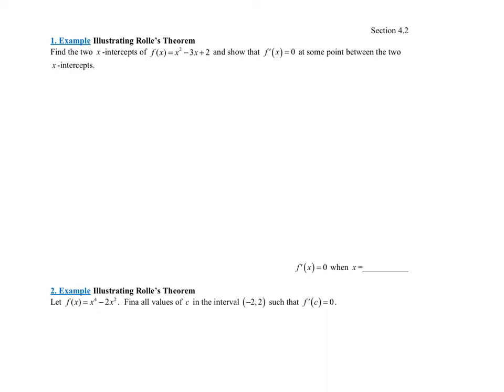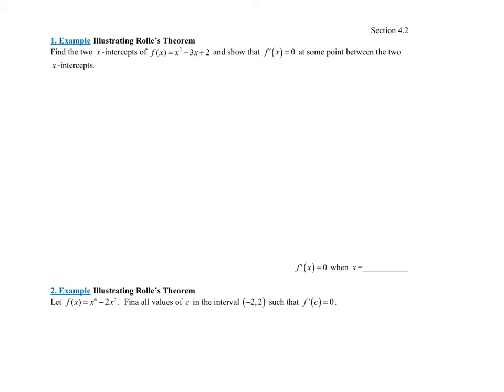So let's see some examples of Rolle's theorem here. One of these should be on the test. I'm not trying to make it difficult for you. What I'm trying to do is let you see an example of Rolle's theorem and show that you can meet the conditions, okay? So it says find two x-intercepts of f of x equals x squared minus 3x plus 2 and show that f prime of x equals 0 at some point between these two x-intercepts.